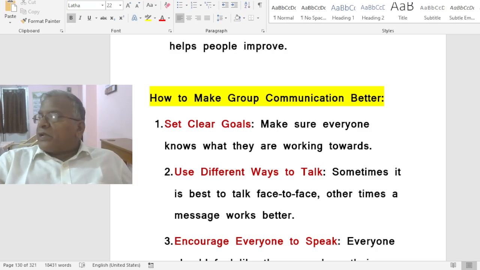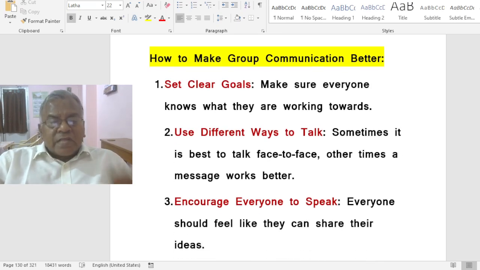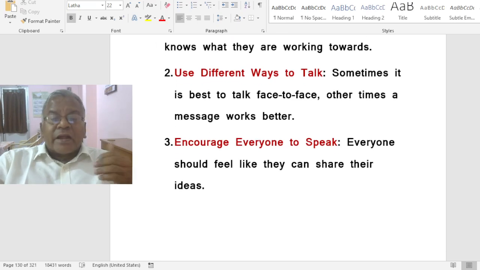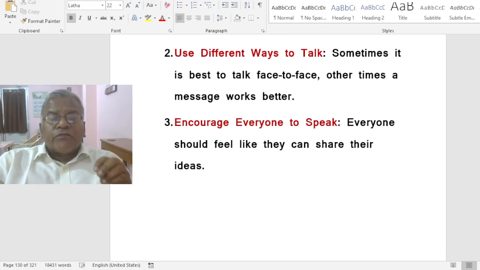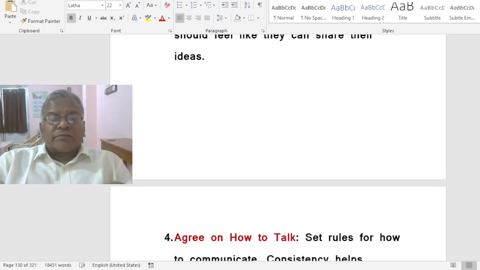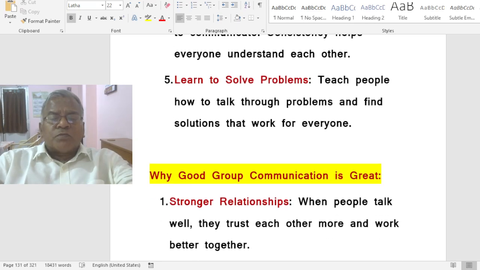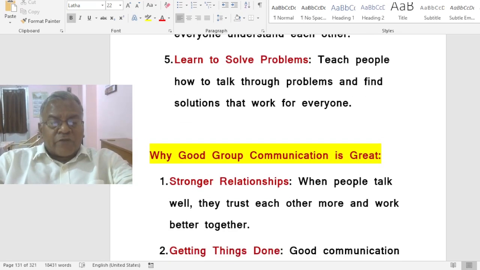How to make group communication better? Set clear goals. Make sure everyone knows what they are working towards. Use different ways to talk. Sometimes it is best to talk face to face. Other times a message works better. Encourage everyone to speak. Everyone should feel like they can share their ideas. Agree on how to talk. Set rules for how to communicate. Consistency helps everyone understand each other. Learn to solve problems. Teach people how to talk through problems and find solutions that work for everyone.